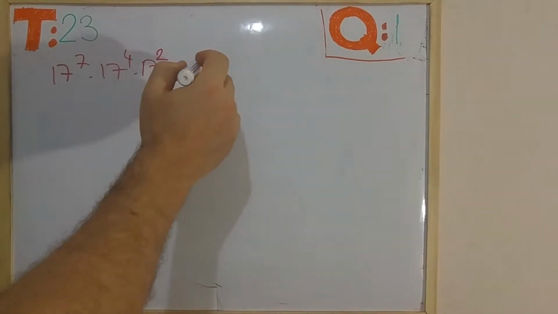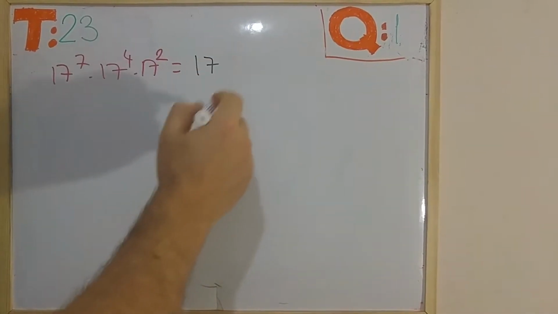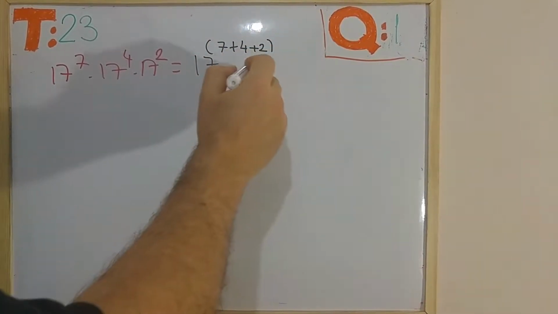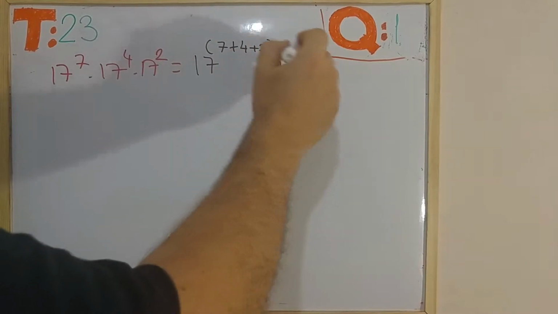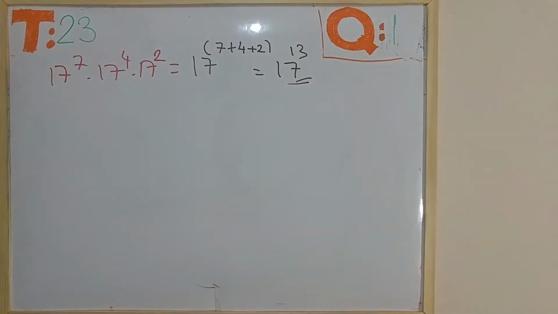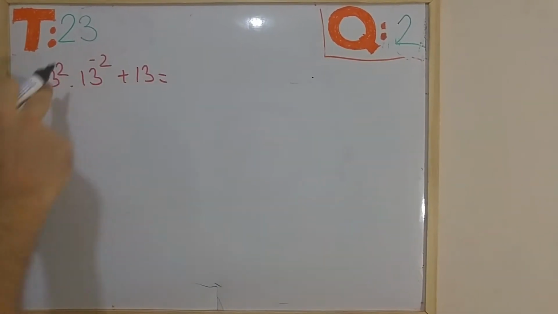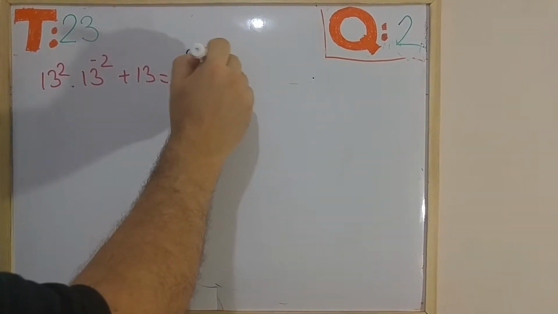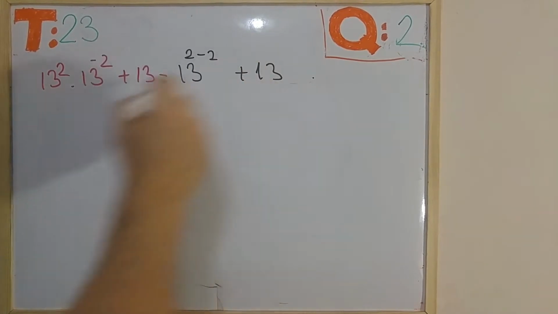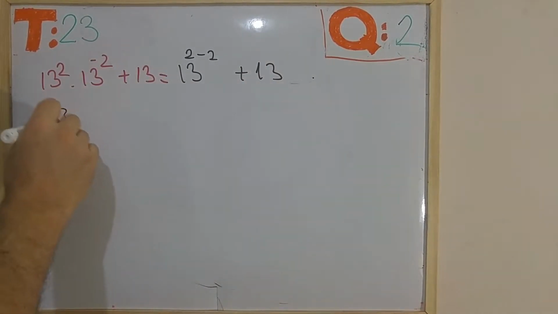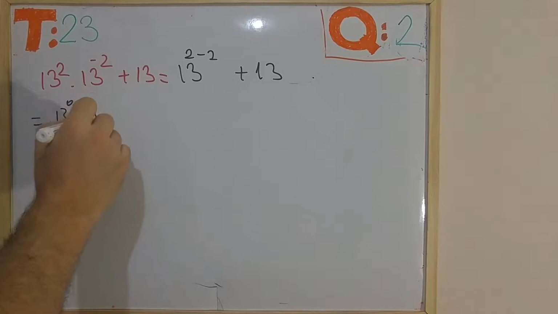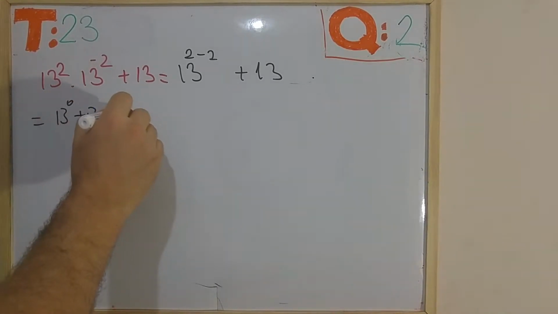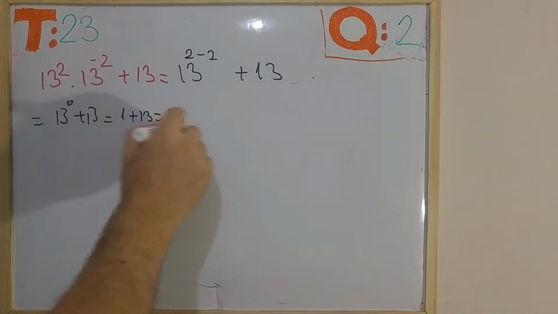17 to the 4 times 17 squared is equal to 17 to the 7 plus 4 plus 2, which makes 17 to the 13. 13 squared times 13 to the minus 2 makes 13 to the 2 minus 2 plus 13, which makes 13 to the 0 plus 13. 13 to the 0, like any number to the 0, is equal to 1, plus 13 is equal to 14.